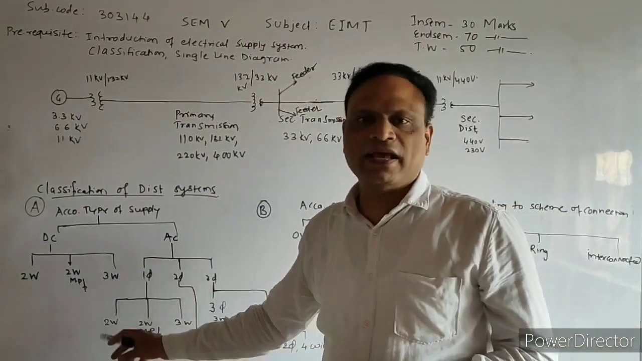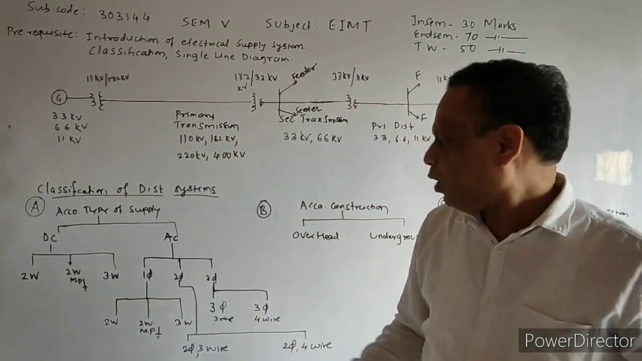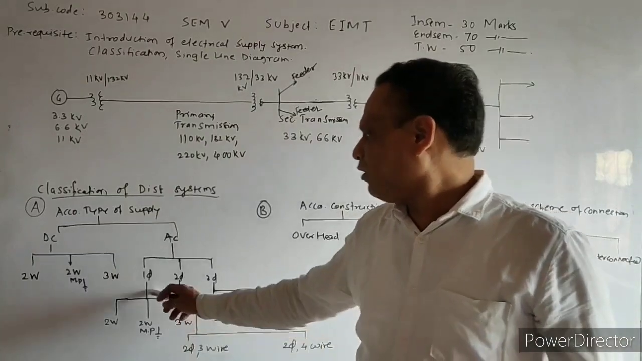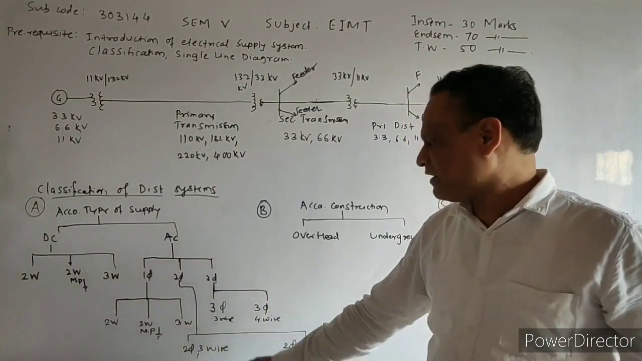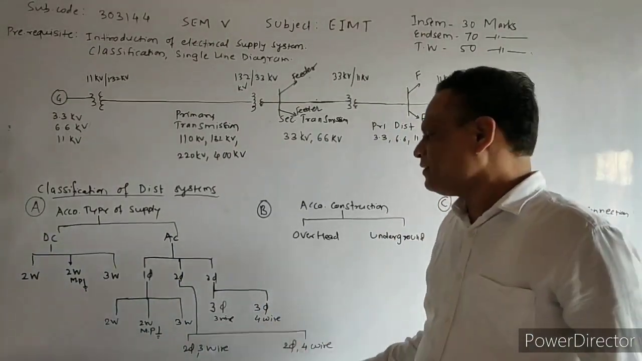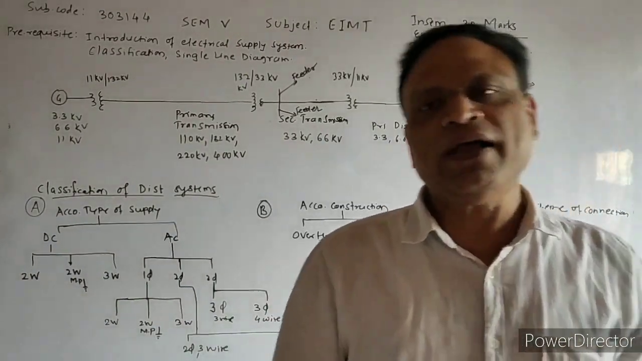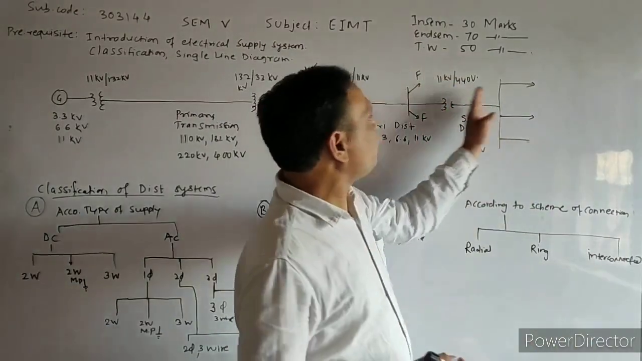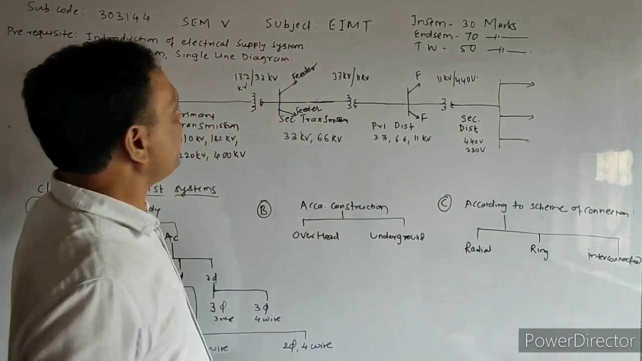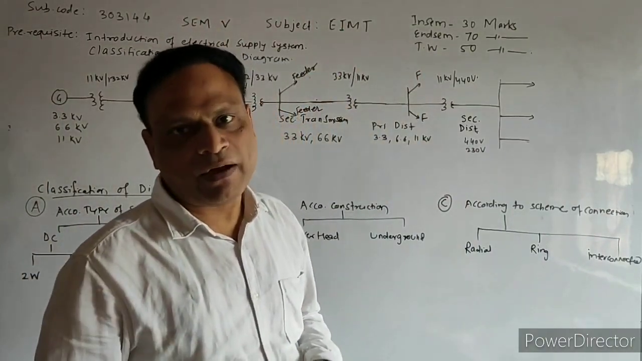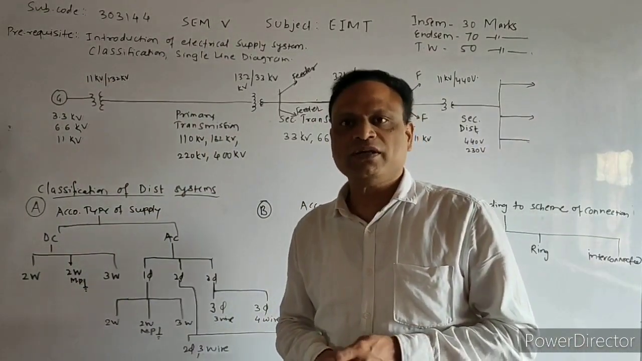If it is single phase, then again the classification will be the same: it will be 2-wire, 3-wire, or 2-wire with midpoint earth. If it is 2 phase, then there is a further sub-classification of 2 phase 3-wire or 2 phase 4-wire. Now if it is 3 phase, then it may be 3 phase 3-wire or 3 phase 4-wire. Just now we have seen that after this will be 3 phase 4-wire, but from this end to this end it was 3 phase 3-wire, that is a feeder system, and 3 phase 4-wire is a distribution system.